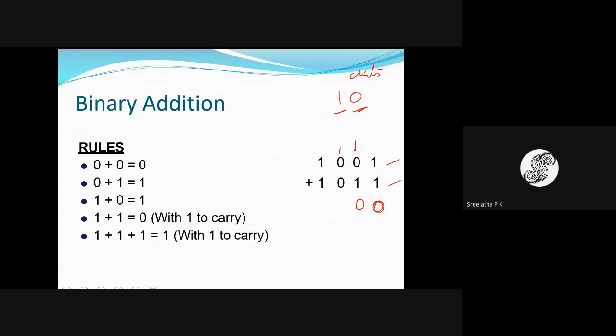Okay, so 1 plus 0 is 1. 1 plus 1 is 2. Again, 2 is this, so 0 and 1. Okay, so this is how you do the addition of two positive numbers. If two positive numbers are given directly, we'll see more in detail next.